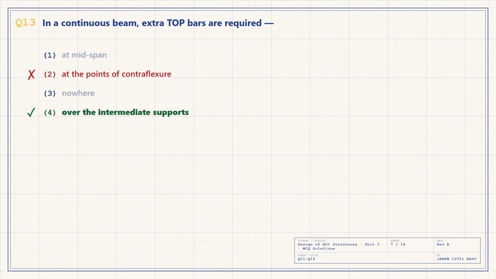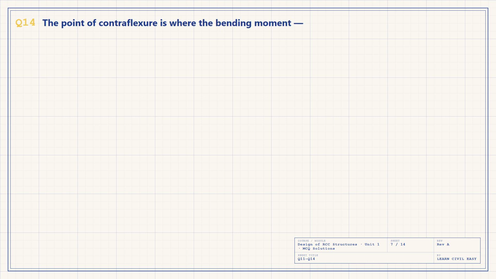Question 13. In a continuous beam, extra top bars are required, option 4, over the intermediate supports. Option 3 is the sharp distractor. At the points of contraflexure, the bending moment is 0.